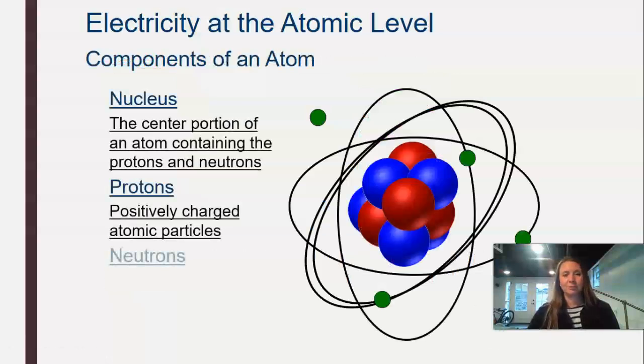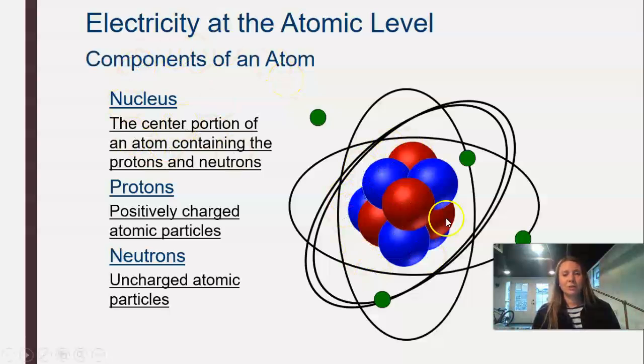And these are our subatomic particles. So the components of our atom, we're going to start with the nucleus, which houses both the proton and the neutron. So it's like the center of our atom. And within there, it contains both our protons and our neutrons.